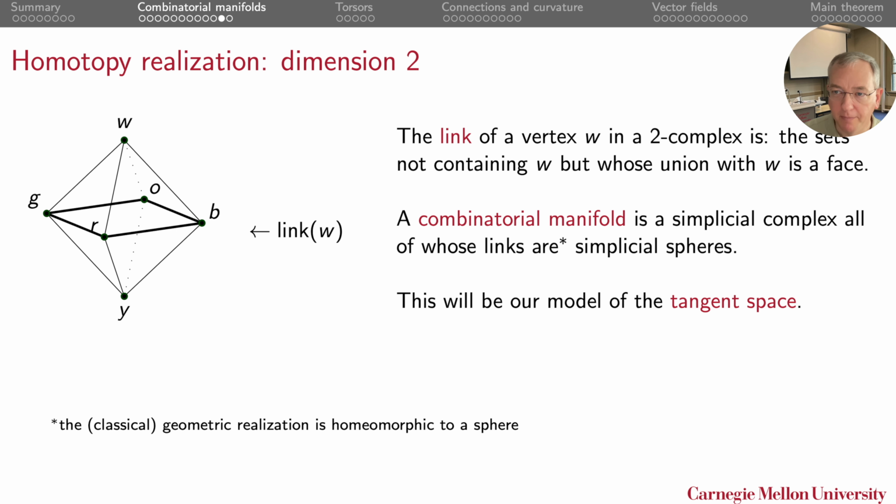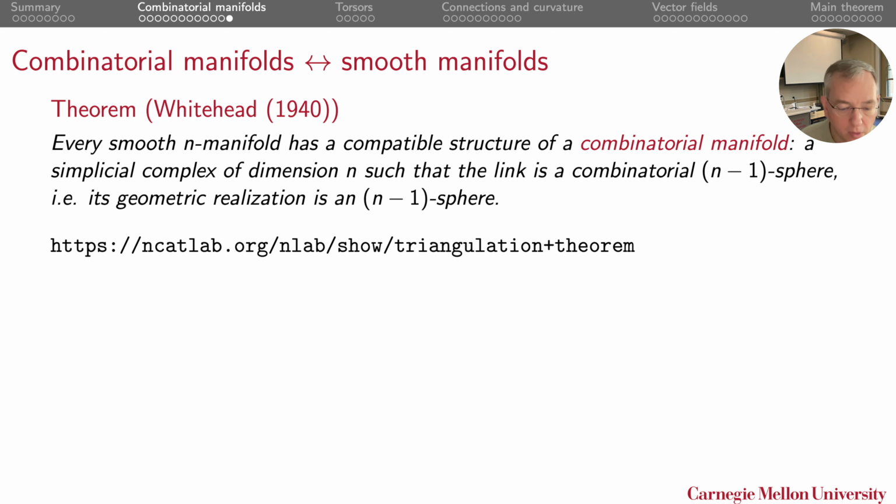Let me move myself back here. Okie doke. So the justification for why this is a reasonable class of objects to consider comes from this big theorem from 1940, which is that every smooth n manifold, all dimensions, has a compatible structure of a combinatorial manifold, which we just defined, a simplicial complex of dimension n such that the link is a combinatorial n-1 sphere. And you can read more about that at this NLab page if you would like. So basically what we're dealing with here at least includes finitary, discrete, combinatorial representations of smooth manifolds.